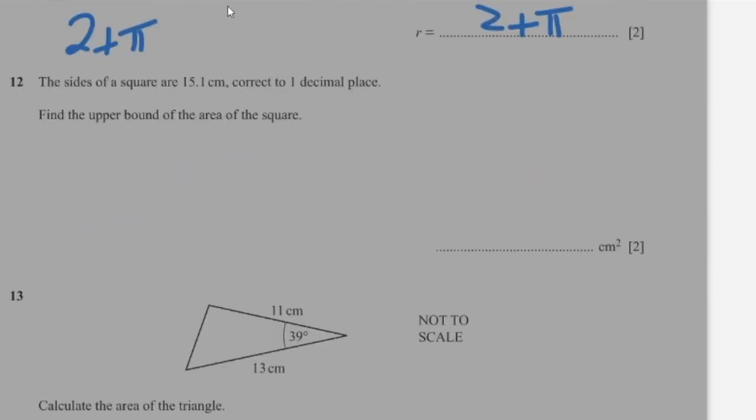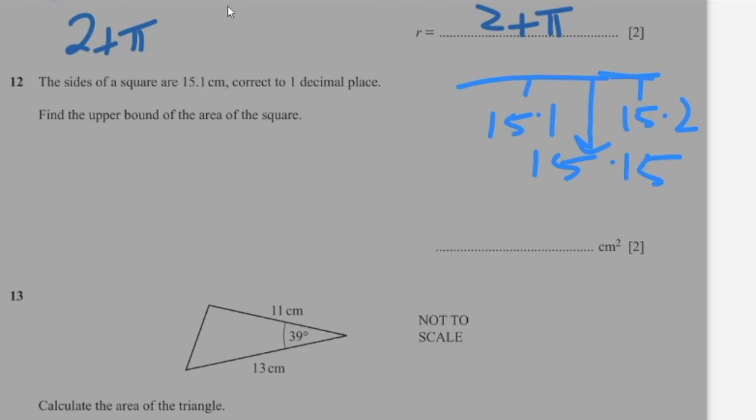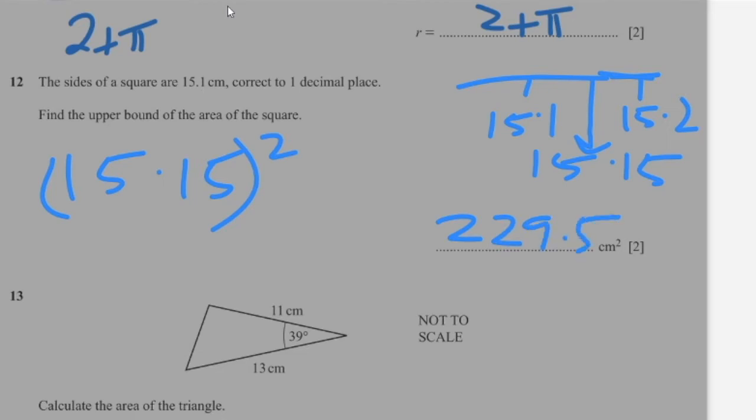12. The sides of a square are 15.1 centimeters, correct to one decimal place. Find the upper bound of the area of the square. Now this is corrected to one decimal place, which means the next figure would have been 15.2. Since we need the upper bound for the area, we'll take the upper bound of the value, and that should be halfway between 15.1 and 15.2, which is 15.15. Now since this is a square, we'll square the value to find out the area, since side and length of a square are both the same measurements, so we have 229.5 centimeters squared as our answer.